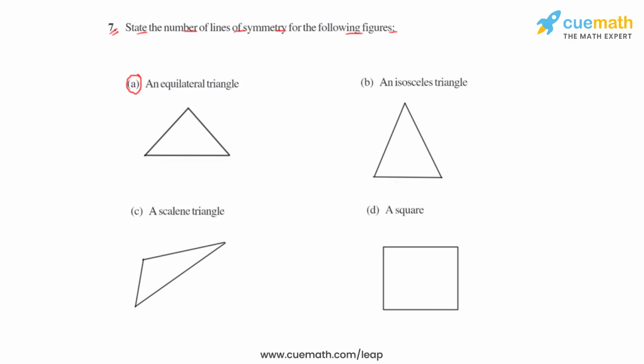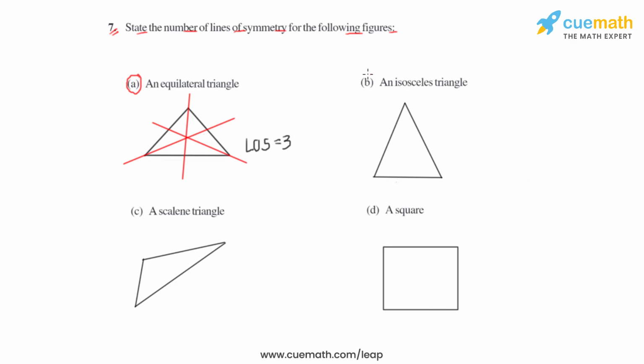So we can definitely say that an equilateral triangle is a regular polygon, and based on that, it has three sides, which we can see here in this first figure. So there will be three lines of symmetry, which pass through the three vertices of the equilateral triangle. So these are the three lines of symmetry for the first figure, and hence the number of lines of symmetry for an equilateral triangle is 3.